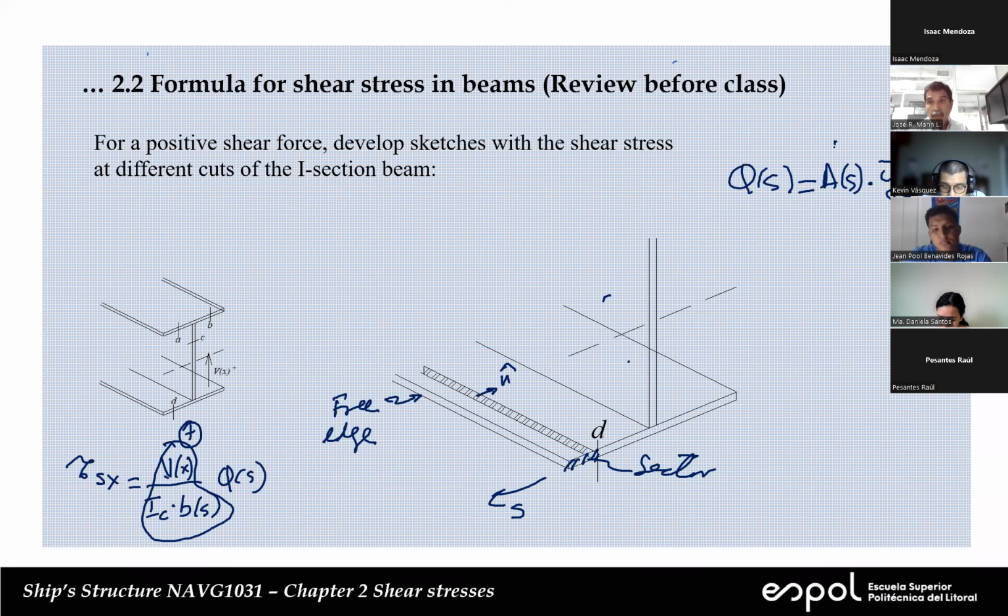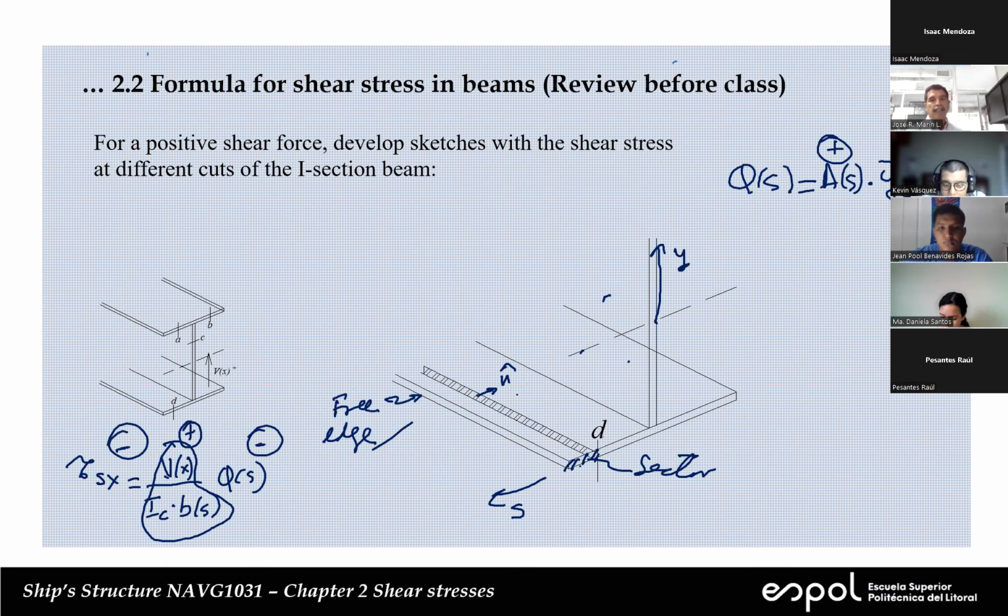Okay, this is always positive. People, don't give me a negative area. There are no negative areas in this world. But from here, we have this is Y, and you can see that this is pointing downward. So this is negative. As a result, tau on this cut is going to be also negative.